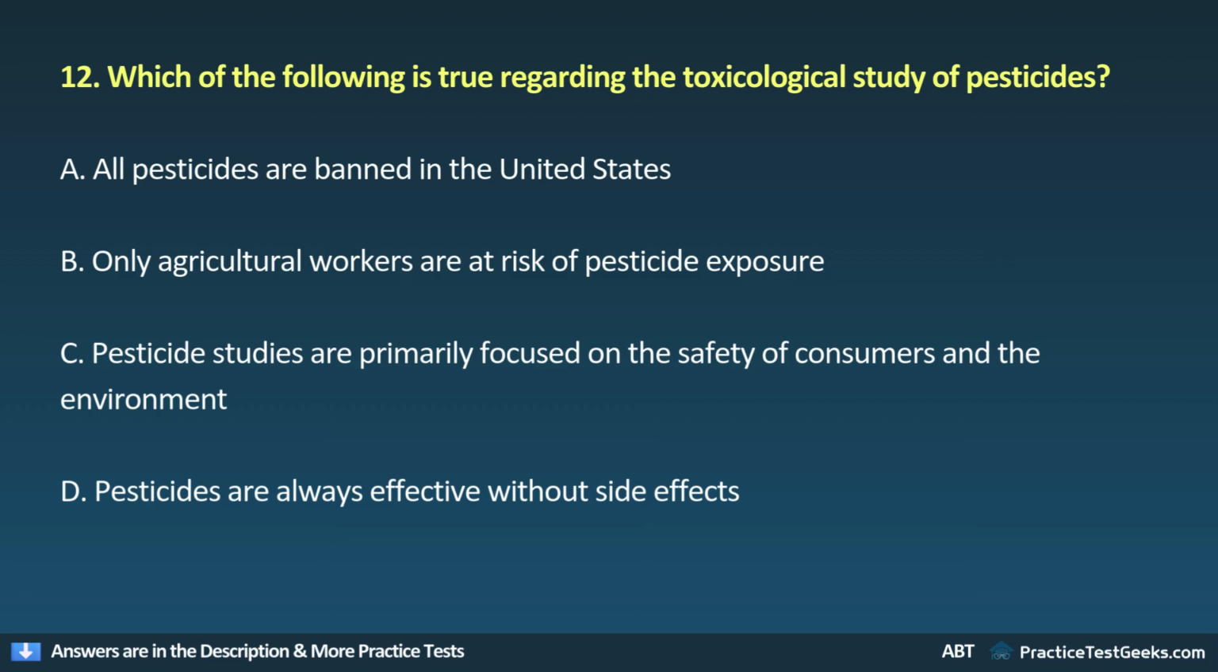12. Which of the following is true regarding the toxicological study of pesticides? A. All pesticides are banned in the United States. B. Only agricultural workers are at risk of pesticide exposure. C. Pesticide studies are primarily focused on the safety of consumers and the environment. D. Pesticides are always effective without side effects.